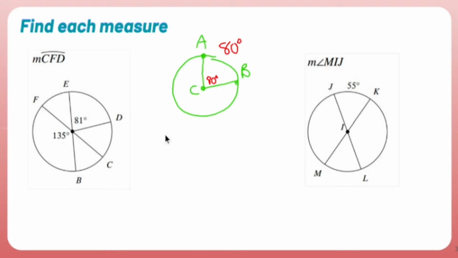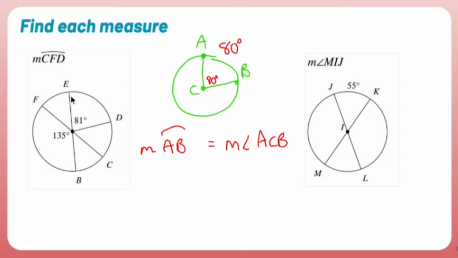Whatever the central angle is, the arc measurement is exactly the same thing. So if an arc measure creates a central angle AB, the central angle is going to have the same exact measurement, ACB or BCA. So 80 is 80 in this case.